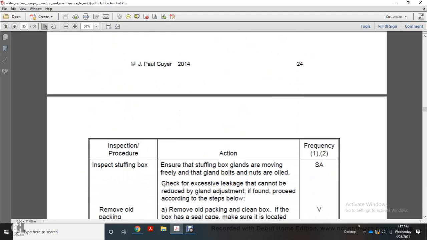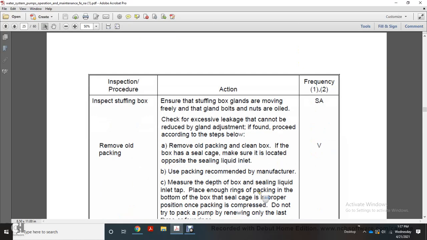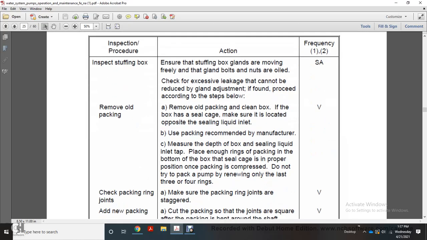Inspection procedure, action, and frequency. Inspect the stuffing box. Ensure the stuffing box glands are moving freely with the gland bolts not oiled. Check for excessive leakage and whether it can be reduced. If gland adjustment is needed, proceed according to the steps below. Semi-annually, remove old packing, clean the box and seal cage, and make sure they are located at the opposite end, including the inlet.